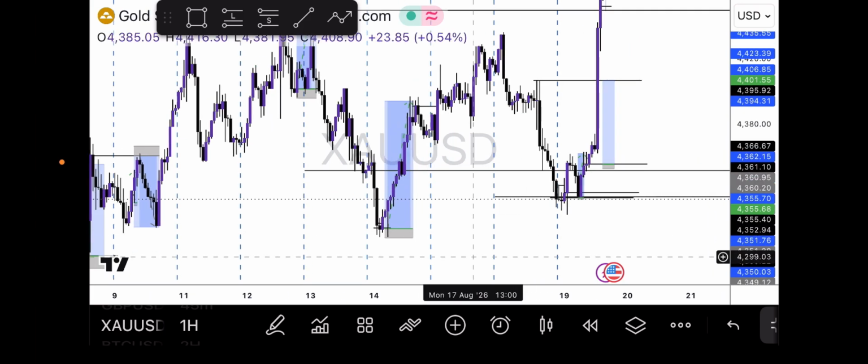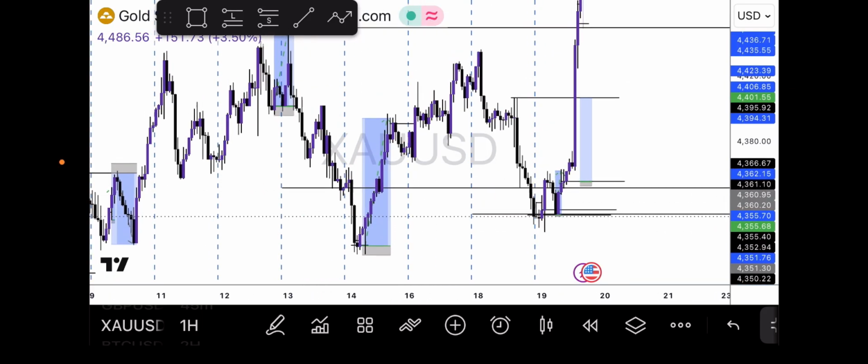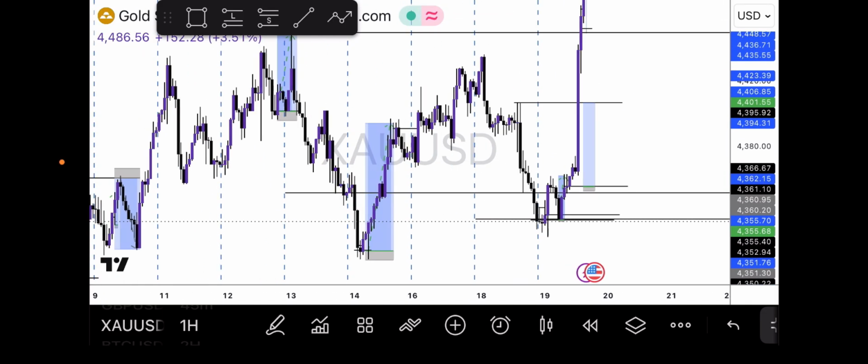I took it from 5 minutes. Yeah, I think I talked about this trade before I even took it. I made a video about this trade before I even took it. So as you can see, it later went and hit TP.